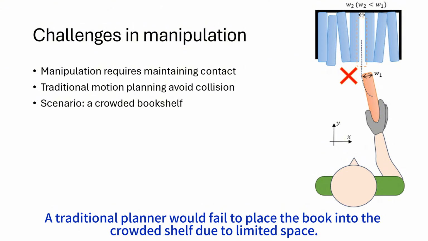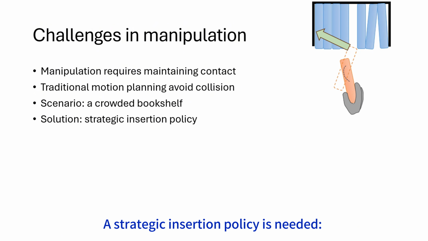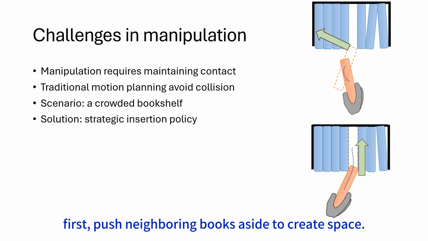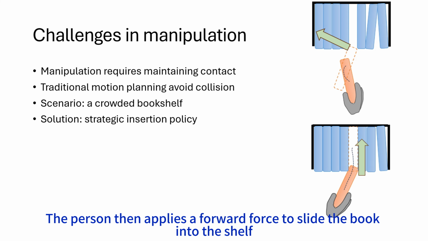A traditional planner would fail to place the book into the crowded shelf due to limited space. A strategic insertion policy is needed. First, push neighboring books aside to create space. The person then applies a forward force to slide the book into the shelf.